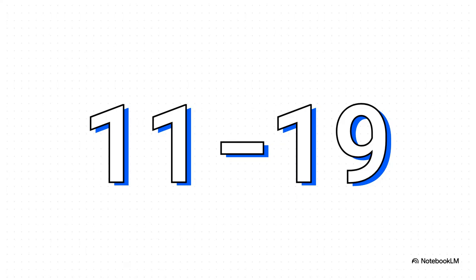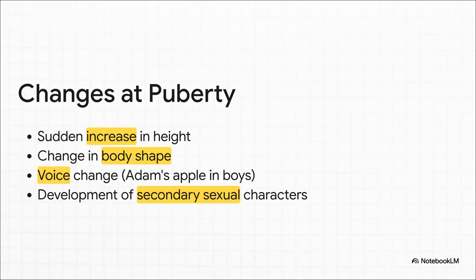Generally, this whole transformation happens during your teenage years. Of course, everyone's on a slightly different schedule, but we're talking roughly from age 11 to 19. That's the main window for this huge shift from being a kid to being an adult. And wow, puberty brings on a ton of changes. You get that sudden growth spurt where it feels like you're growing overnight. Your whole body shape changes. Boys' shoulders get broader, girls' hips widen. And of course, the voice changes, especially for boys when their Adam's apple becomes more prominent.